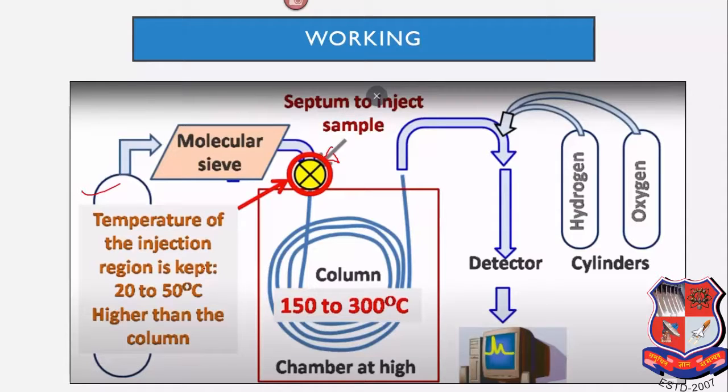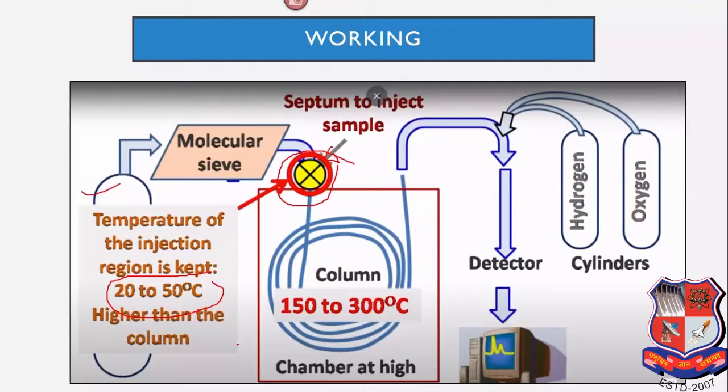So what happens at the point where we add the sample? In the first phase, the temperature of the injection region is kept 20 to 50 degrees higher than the column. So when we inject at 20 to 50 degrees higher, if we are supplying the sample in liquid form, it will be completely vaporized there. After that, the volatile content will pass through this column.